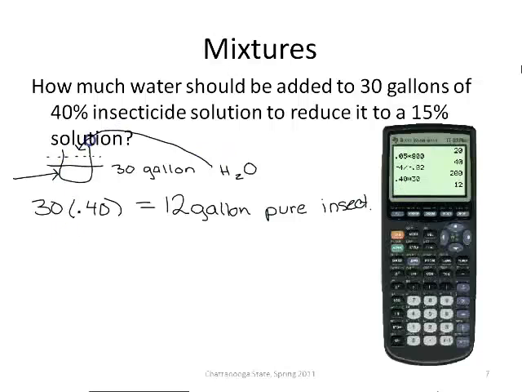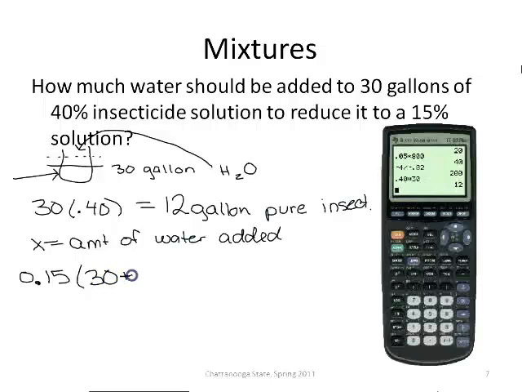We just want to add enough water that our total solution ends up to have a strength of 15%. So I don't know how much water I'm going to add. Let me let X represent the amount of water that I'm going to add. So this solution that I end up, we want it to be 15%. So we want 15% of whatever my total amount is. I'm starting out with 30 gallons, and I'm going to add X gallons.